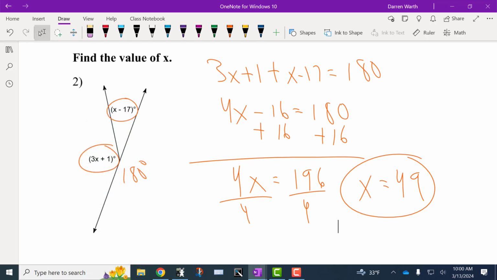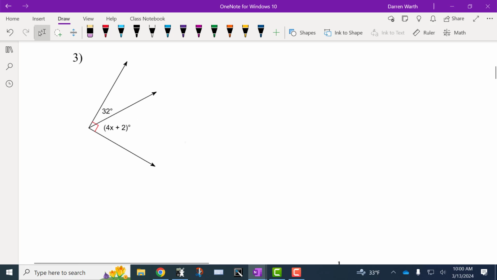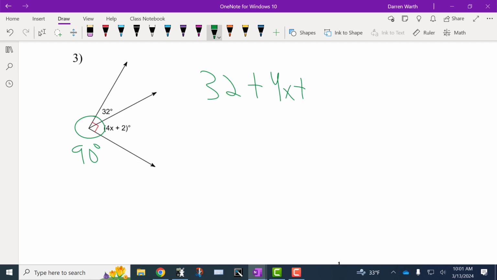So let's look at this next problem. Now notice this time, we've got this little box right here. This little box means that that's going to be a total of 90 degrees. So that means that if I add those two angles together, it has to equal 90 degrees. So I'm just going to take 32 plus 4x plus 2, and set it equal to 90.